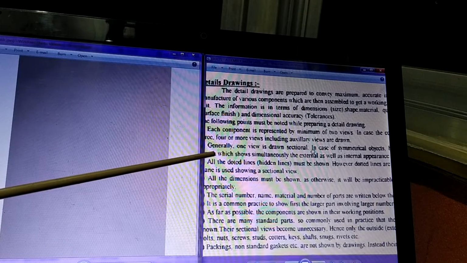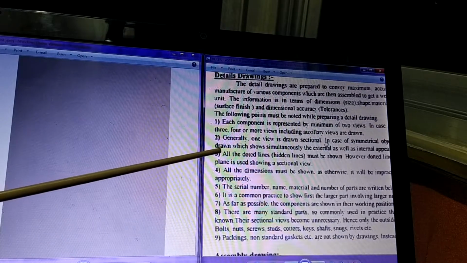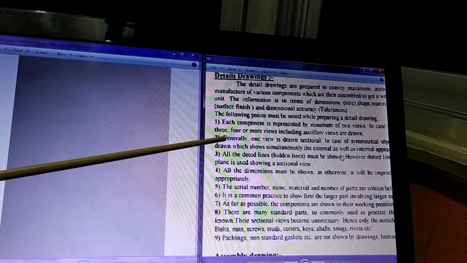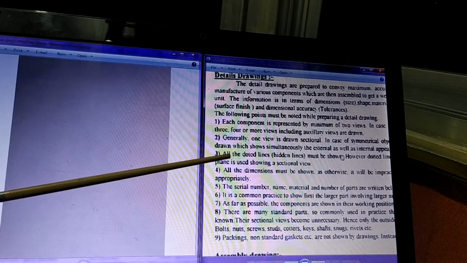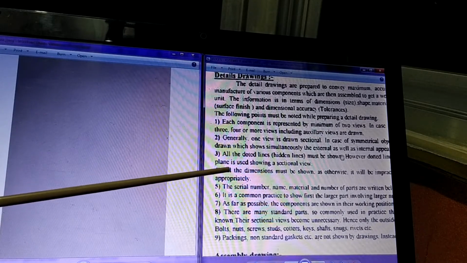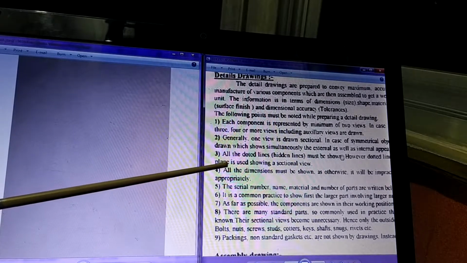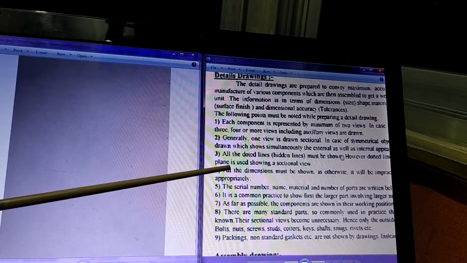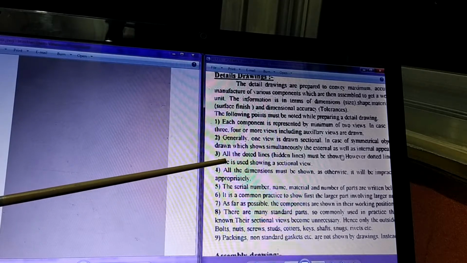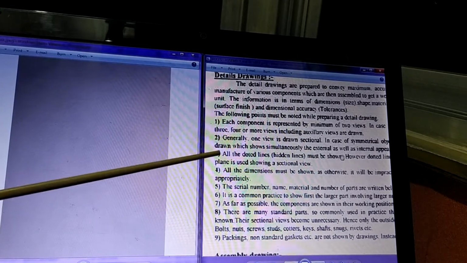Now in case of symmetric objects, if the object is symmetric, then what is done is half part is drawn in section and the remaining half part is drawn without section. So it is called the half section, so that you come to know how the part looks from outside and how it looks from inside. So that is also done.